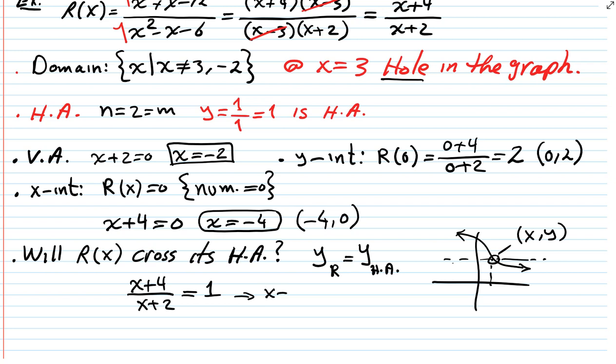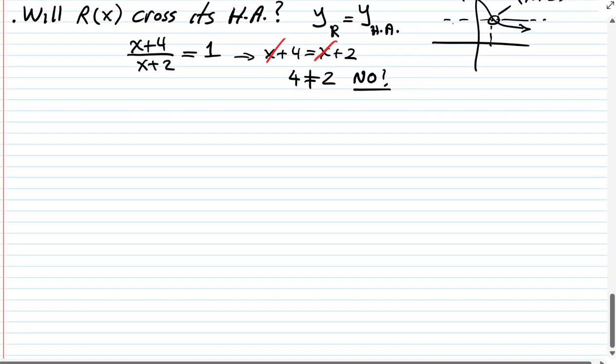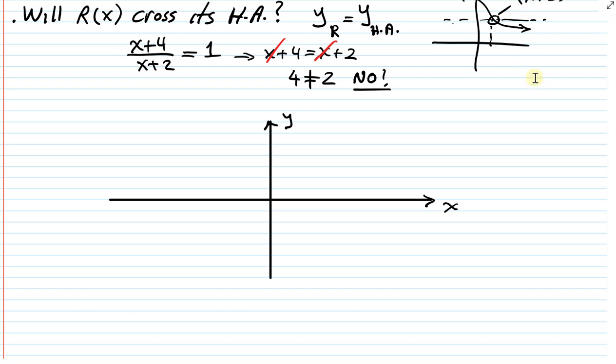Cross multiply, we get x plus 4 equal x plus 2. And then we subtract the x's from both sides, and we're going to get 4 equals 2, not true. The answer is going to be no. Remember, the graph is not going to cross the horizontal asymptote. So now let me bring my coordinate system, and then we will graph it and finish it up.